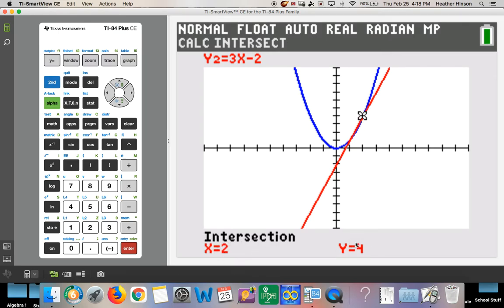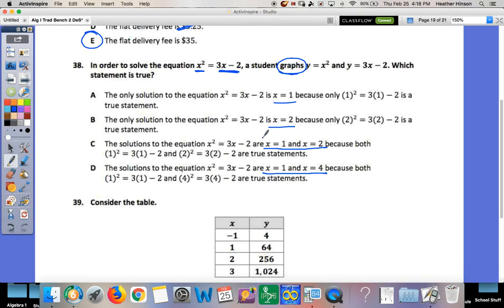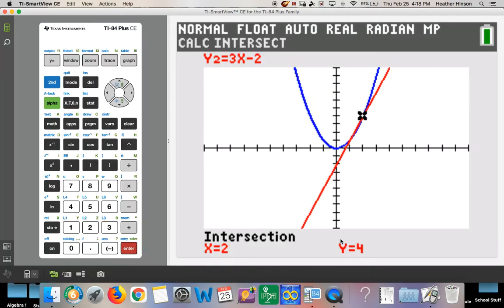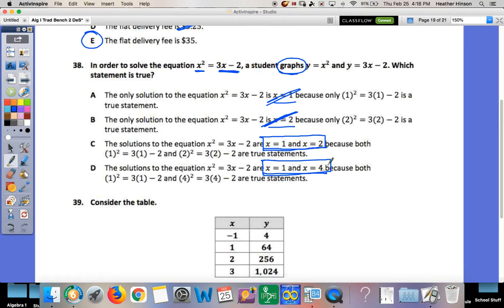Now this is 2, 4, and that's where it's going to confuse some of you. The question is looking at x's. X's are your solutions. So we know it's got two solutions, but is it 1 and 2 or 1 and 4? Remember, your x's are your solutions. 4 is a y value. We want the x value. So we want 2.